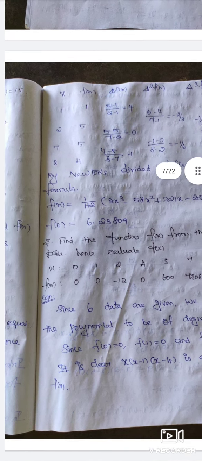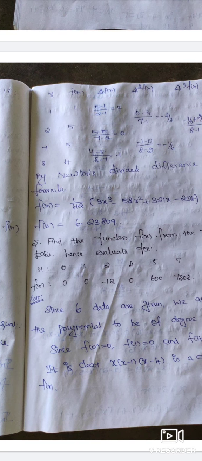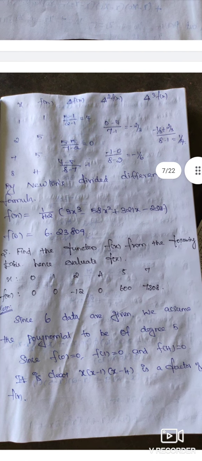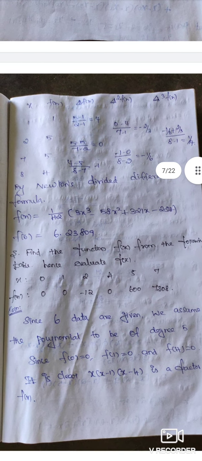Hence evaluate f of z. Here x values vary as 0, 1, 2, 4, 5, 7 and f of x is 0, 0, minus 12, 0, 600, 600, 7308. Here the given data value is 6. So we assume the polynomial to be of degree 5.